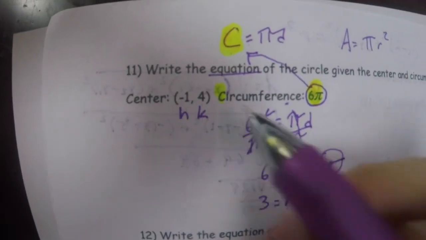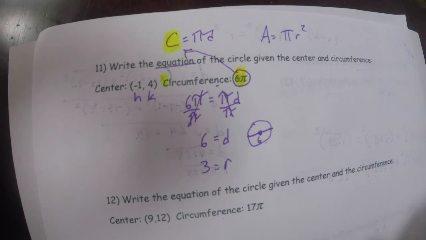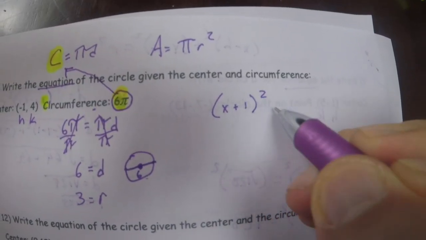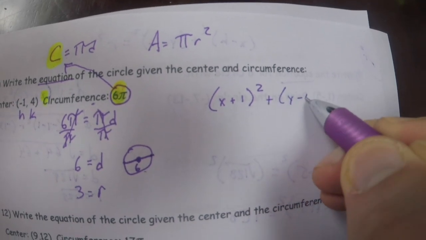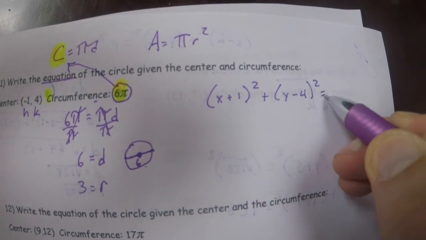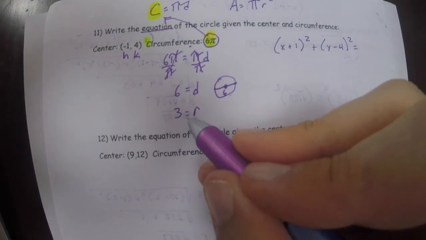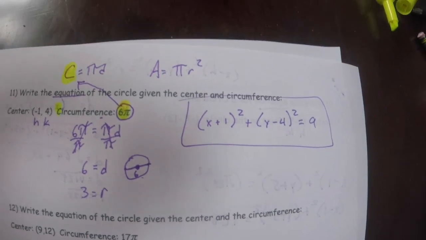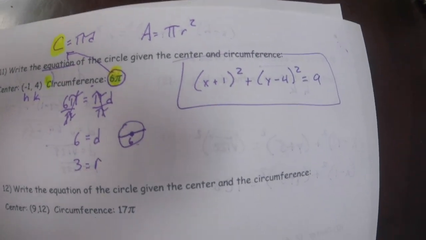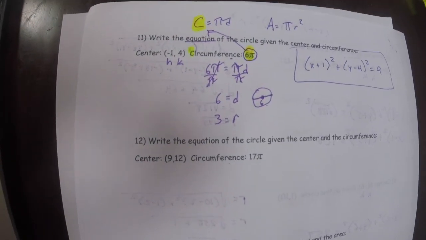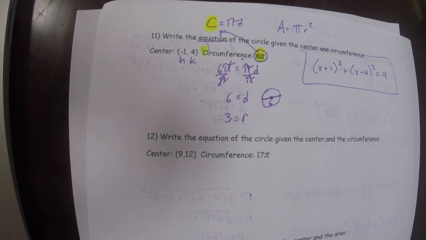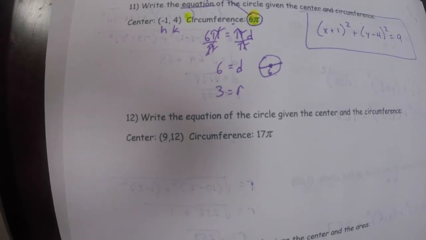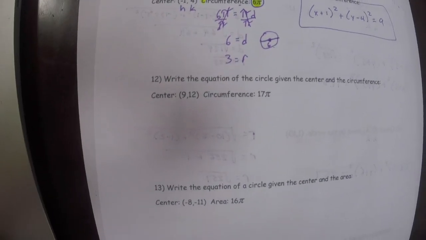I'm just going to pop in my h and my k and pop in my r squared at the end. X plus 1 squared plus y minus 4 squared equals, my radius is 3, my radius squared means that's 9. Boom. Same thing here. Do me a favor, pause the video and do this one on your own.